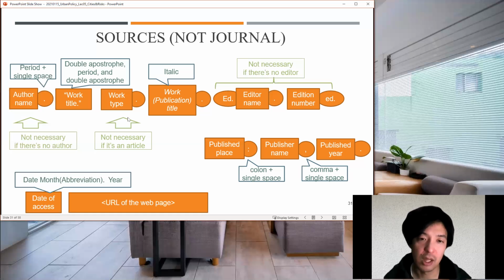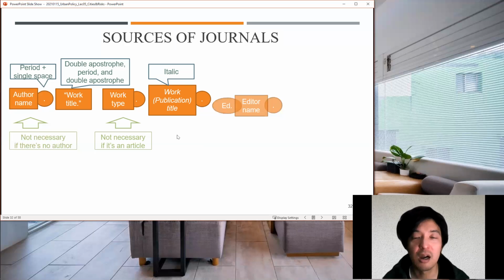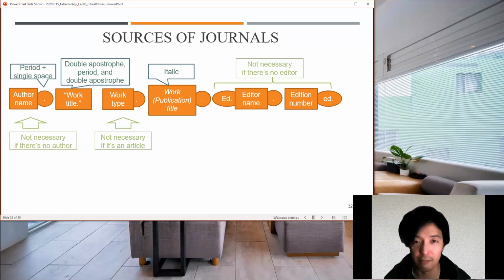All this information is needed. Let's look at the next slide. What if these articles were written in journals? Journals mean very specialist scientist journals. In such a case, most of the items are the same as you see here. However, what follows is different from the previous slide.